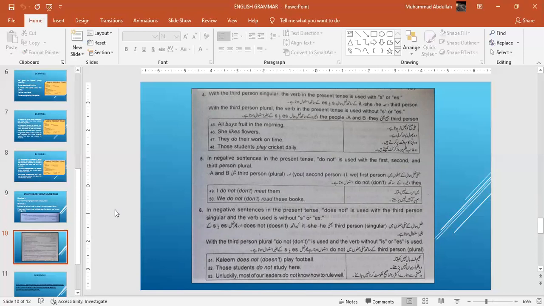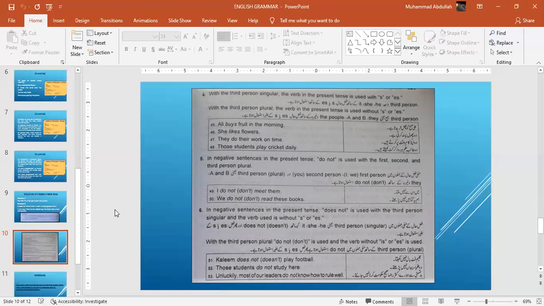Next sentence is those students play cricket daily. These two words, those students, are the subject, the doer of action, and with it we use first form of verb, that is play, not plays. So it turns out that with a third person plural, we can never use S form of verb, we will use first form of verb. Subject is those students, verb is play, cricket is the object, and daily is adverb of time. All of these are simple or affirmative or positive sentences.